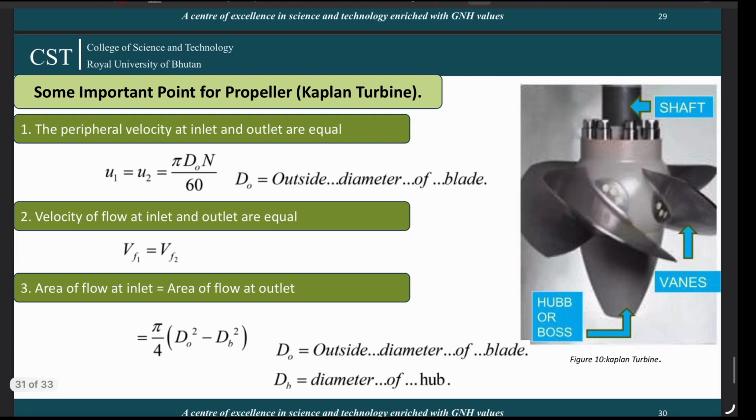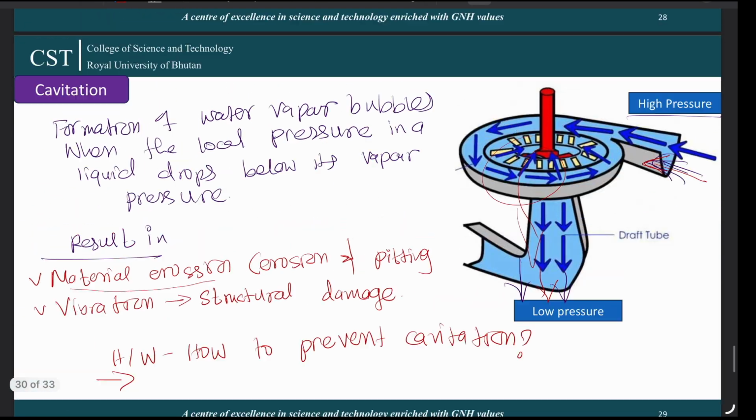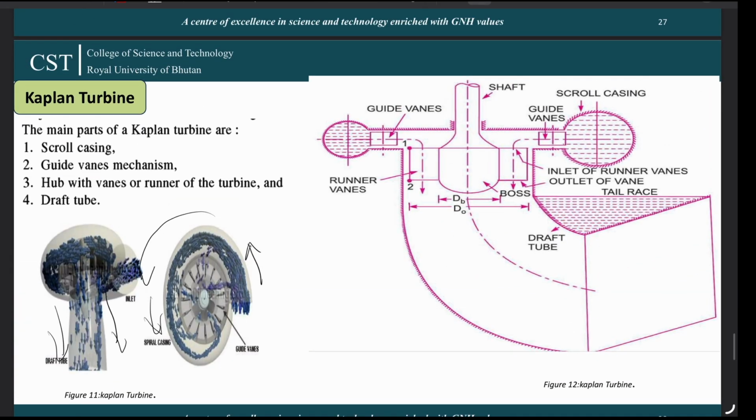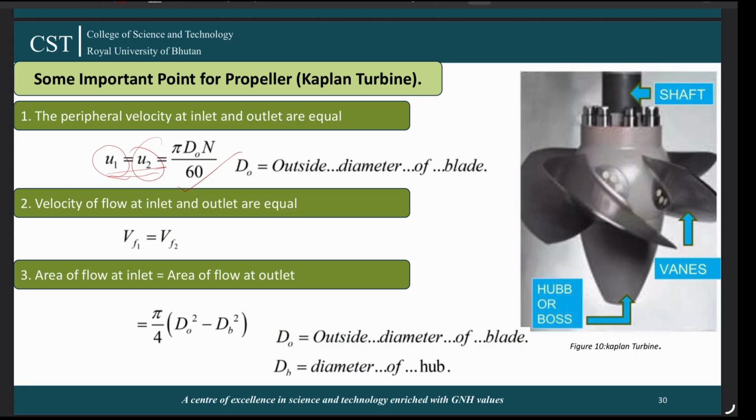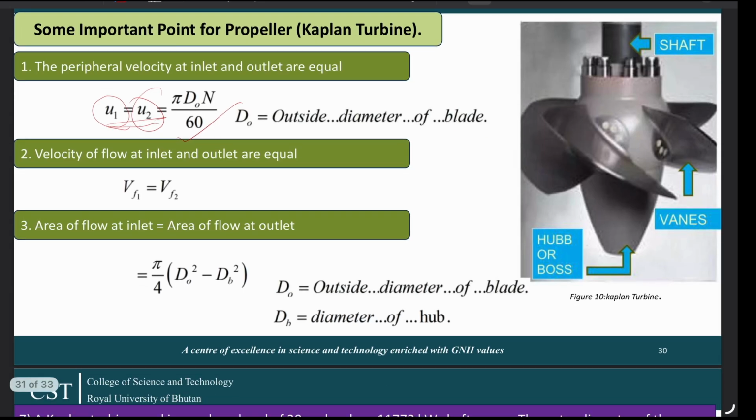These are some important points for the propeller or Kaplan turbine. Unlike the Francis turbine, the velocity of the blade will be given by this equation, where D_o is the outside diameter of the blade, and you might have noticed it in this figure. The outside diameter is given by D_o, and the inside diameter D_b is the diameter of this hub. The velocity of the flow at the inlet and outlet are equal. They have also given the area of the flow at the inlet and the area of the flow at the outlet as well.